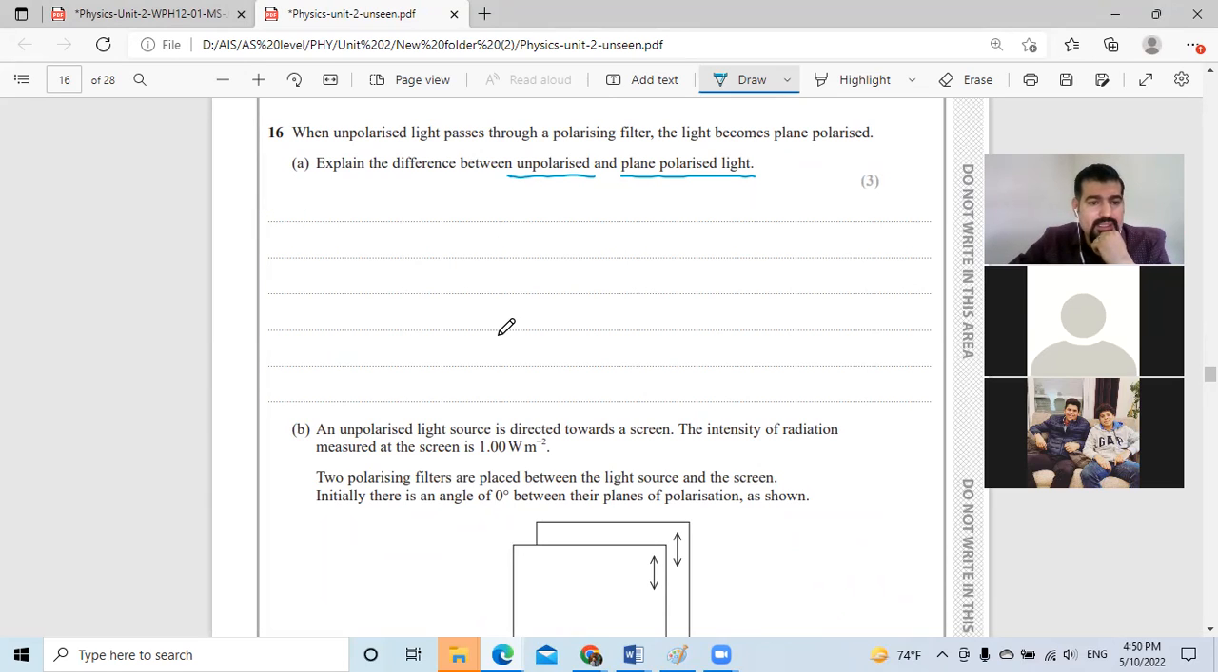Can we say polarized light moves in one direction? No, it's not move, it's oscillate, vibrate. Actually, the word oscillation is better than the word vibration. And don't write polarized with Z, write it with S, because we are studying the British system, not the American system. So let's say here, polarized light.